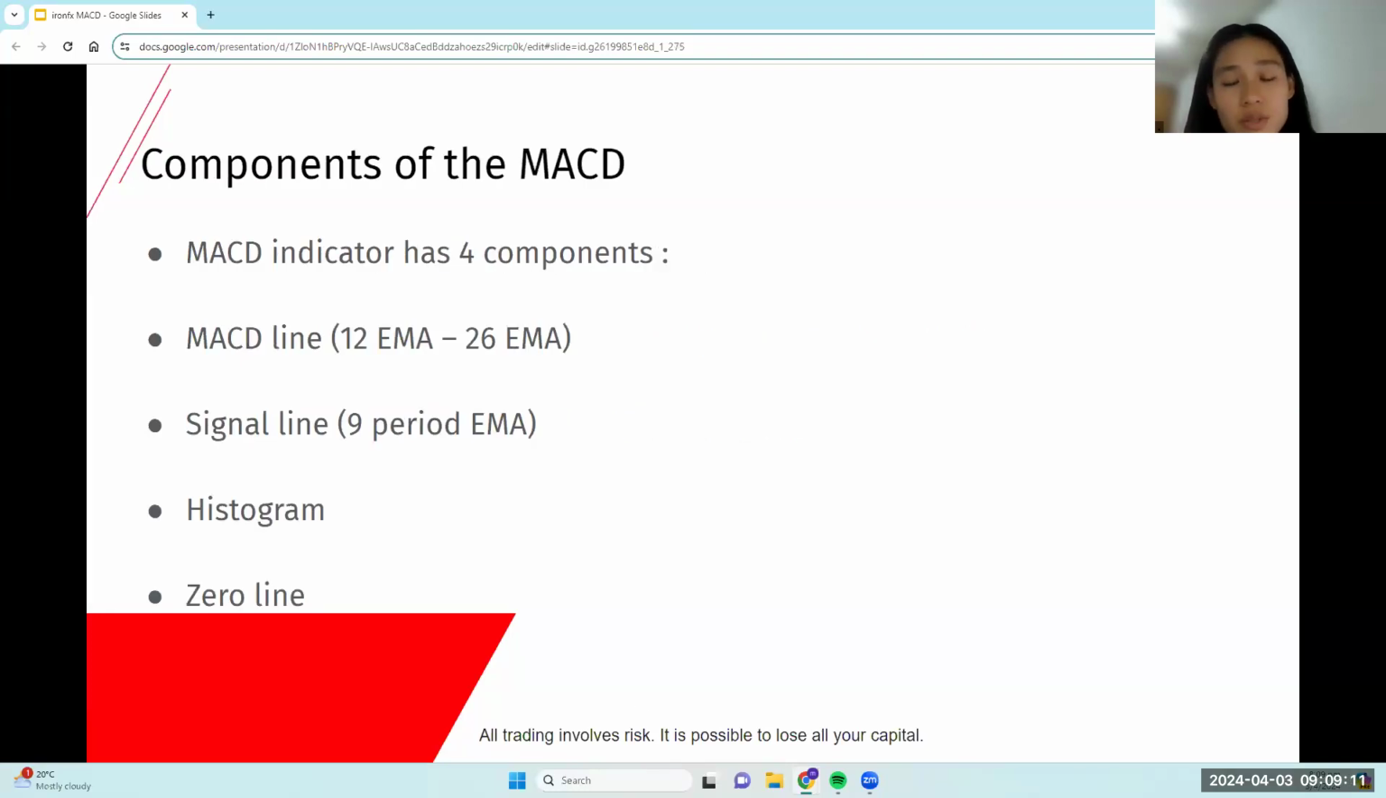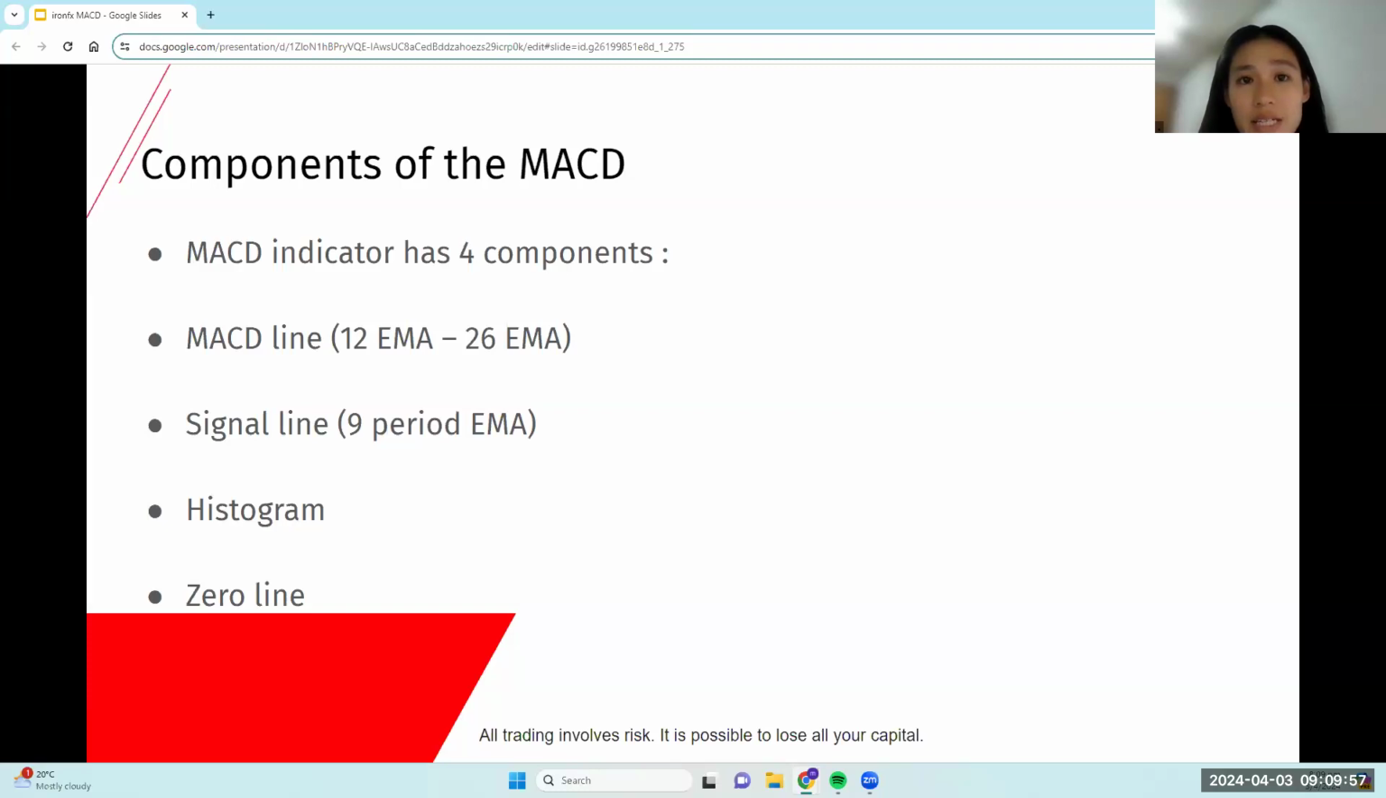Okay, so to understand the components, firstly, the MACD indicator has four components. The MACD line, which is the difference between two EMAs, which are exponential moving averages, typically calculated over 12 and 26 periods. The most common formula for this is the 12-day EMA minus the 26-day EMA. Then we also have the signal line, which is a 9-day EMA of the MACD line, and this helps in smoothing out the MACD line and generating trading signals.